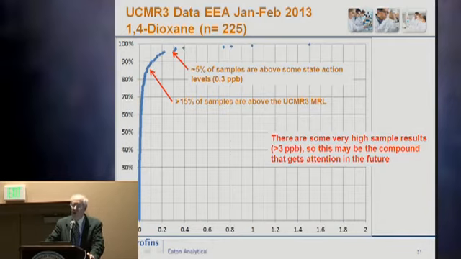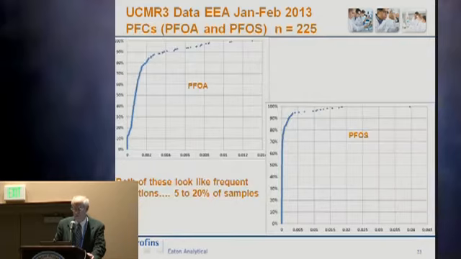But what's interesting is that almost 5% of the samples are above some state action level. The lowest state action level right now is New Hampshire at 0.3 ppb. And if we look at the UCMR3 MRL of 0.07, we're seeing about 15% of samples above the UCMR3 MRL. So again, comparing that to what we saw in UCMR1 and UCMR2, we need to be careful when we start looking lower because we're going to see it, and this is probably the compound that ultimately will get the most attention in the future.